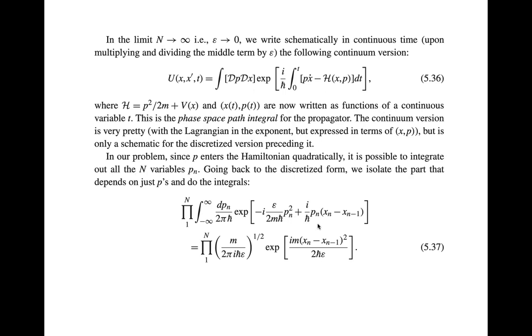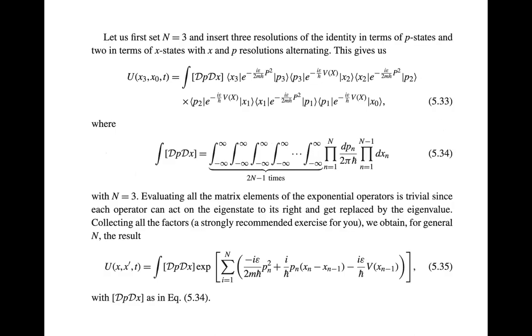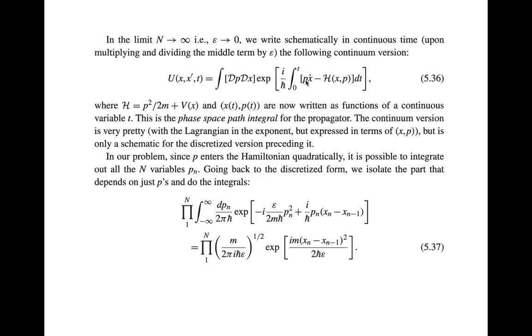This is linear in p. This is quadratic in p. So this you can do a Gauss integration. So once you perform the integration over momentum, you obtain this object, right? This is nothing but the result for the configuration path integral we have done before, right?